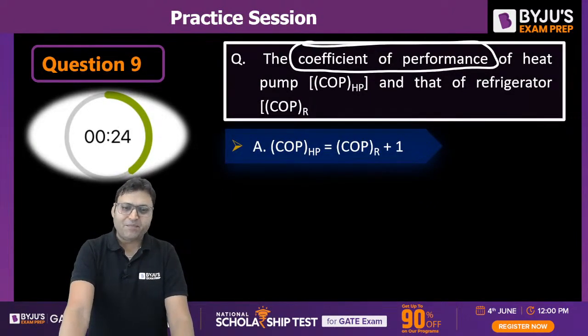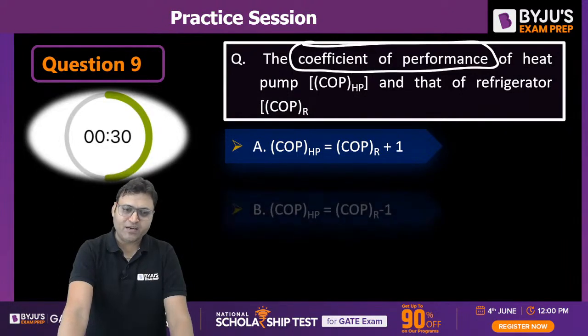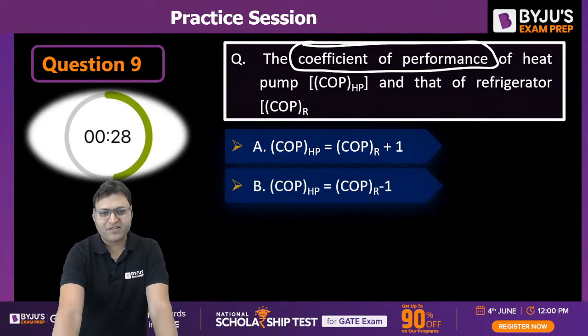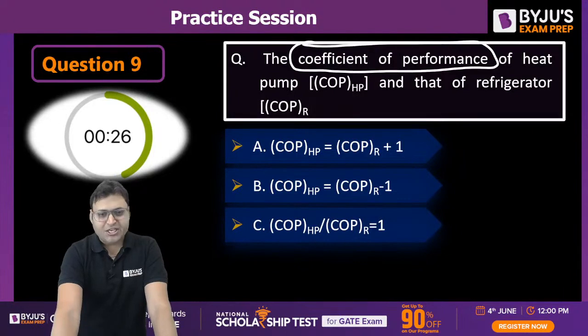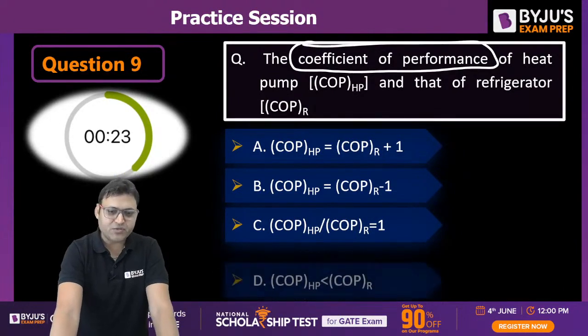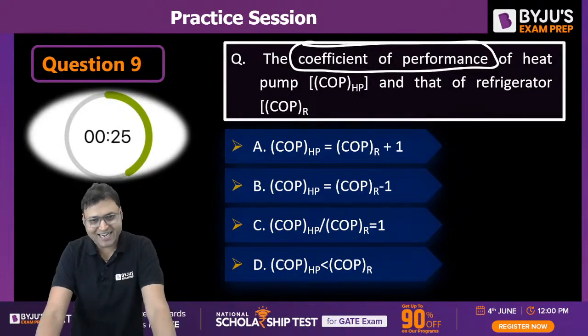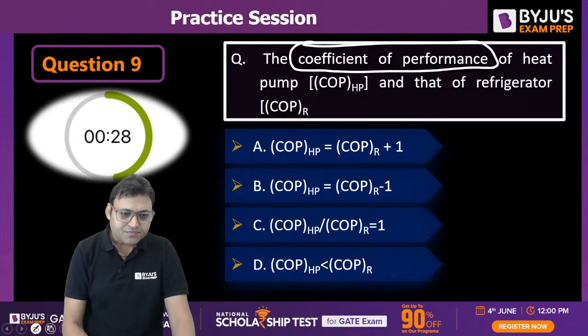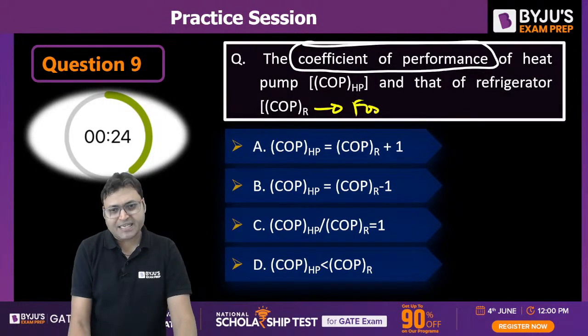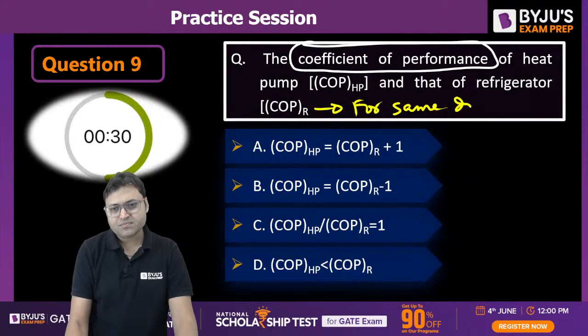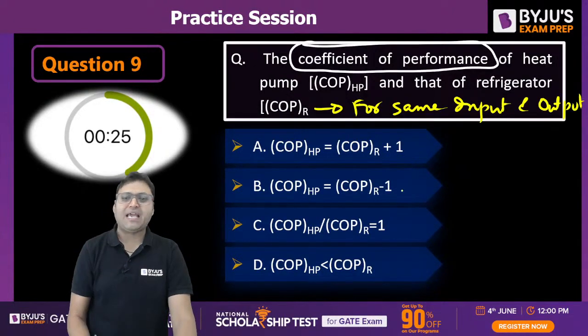COP of heat pump is COP of refrigerator plus 1, COP of heat pump is COP of refrigerator minus 1. The ratio of COP of heat pump and refrigerator is 1, and we can say COP for the heat pump is always less than COP for the refrigerator. Very simple question. That is for same input and output. The relation is valid for same input and output.